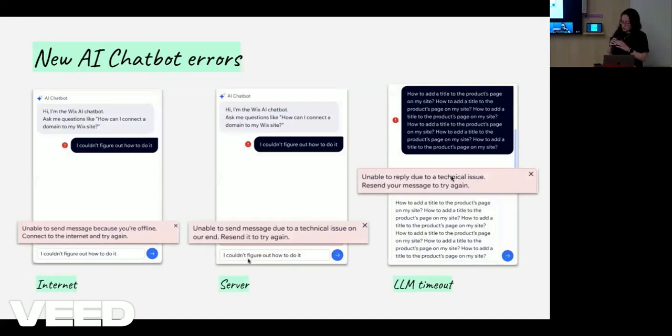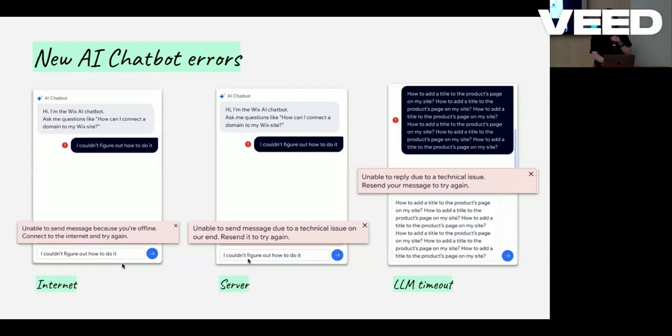So I'll go through these three new AI chatbot errors. There's two versions on this slide. It's for the input field. An input field is the text box where the user is able to type something. The first one is if there's an internet connection issue. That's on their side, not ours, but we need to let them know: unable to send message because you're offline, connect to the internet and try again.